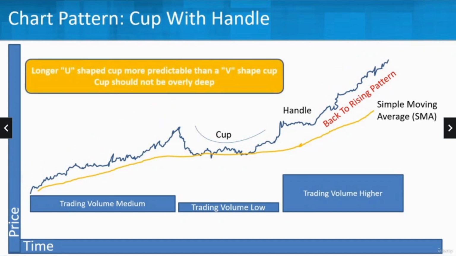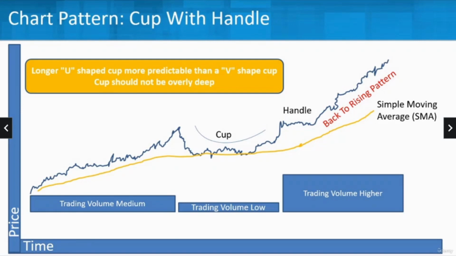Also, one thing to consider is the longer the U shape of the cup, the more predictable it is than a V-shaped cup. So if you see that we have this long U in the example that we're showing here with this cup, it looks like a U, but it's really kind of flatter and longer than if it was a real sharp V type of a cup.